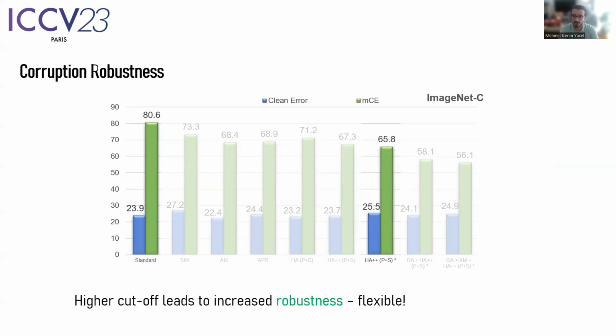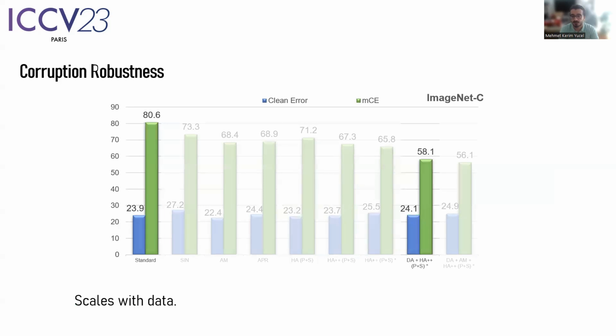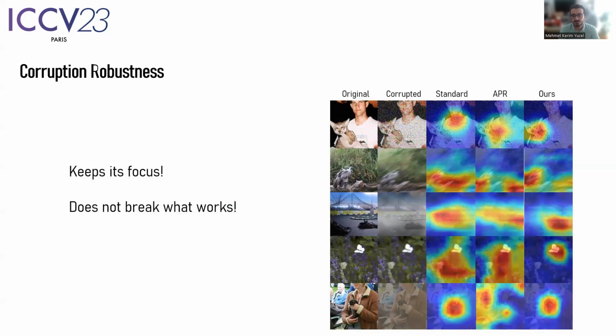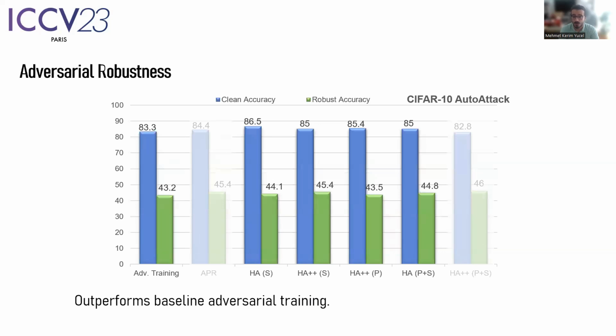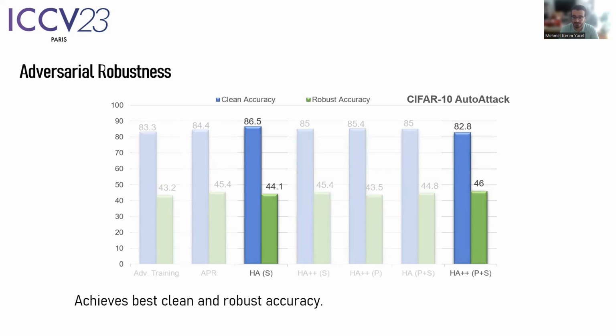Training our methods with a higher cutoff frequency leads to more robust models, showing the flexible nature of our framework. HybridAugment++ can scale its results with more data, and works well with other augmentation methods. As shown in the gradient visualizations, our method manages to keep its focus regardless of the corruption. Our method also outperforms adversarial training baseline in adversarial robustness, and also achieves the best clean and robust accuracy with different variants of our framework.